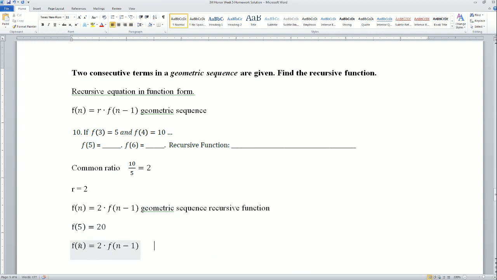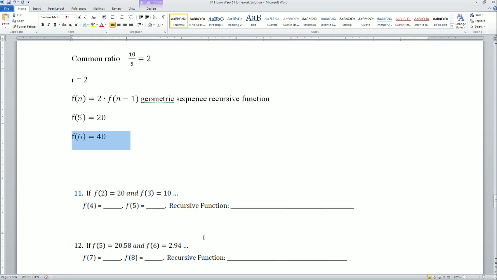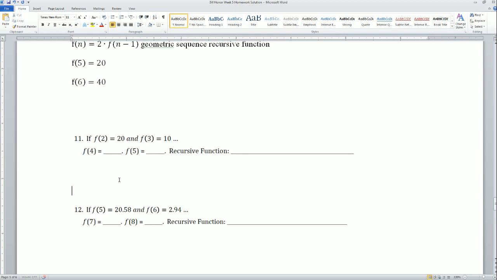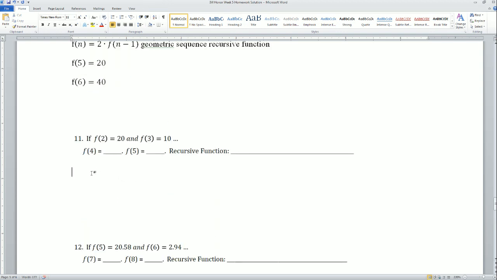Right? I'm trying to find function of 6, right? Function 6, substitute 6 here for n, substitute 6 here for n. What is 6 minus 1, which is equal to 5? What is function of 5? We know that function of 5 is equal to 20, so you plug in 20. What is 2 times 20? That is going to be equal to 40. There you go. That is function of 5, and that is the function of 6. Good. Next one.